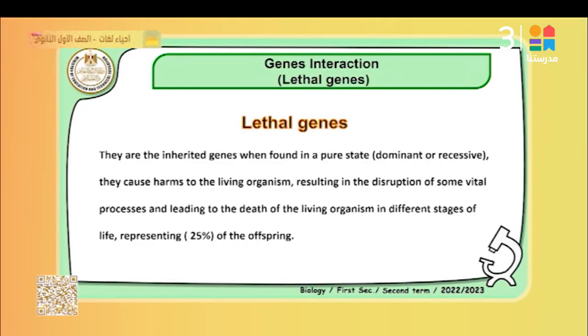They are the inherited genes, when found in pure state, dominant or recessive, that cause harm to the living organism, resulting in the disruption of some vital process and leading to the death of the living organism at different stages of life, representing 25% of the offspring when mating between first generation individuals. Death as the result of the lethal genes represents 25%. It is death inside the uterus of the females.